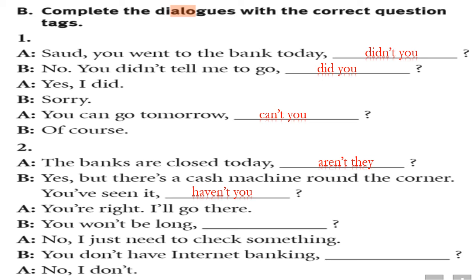A. You're right. I'll go there. B. You won't be long? Good. Very good. The correct answer is, will you? A. No. I just need to check something. B. You don't have internet banking? Yes. Great. The correct answer is, do you?